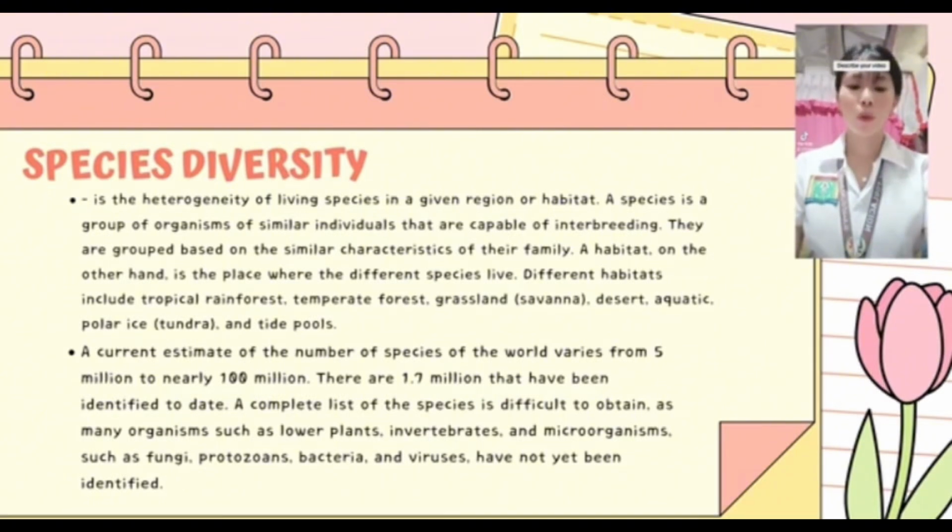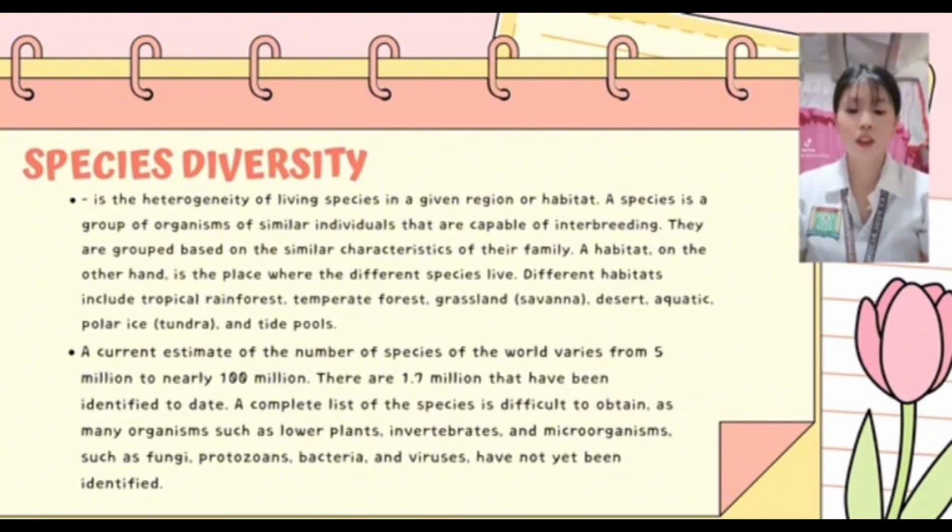Different habitats include tropical rainforest, temperate forest, grassland or savanna, desert, aquatic, polar ice or tundra, and tide pools. A current estimate of the number of species of the world varies from 5 million to nearly 100 million. There are 1.7 million that have been identified to date. A complete list of species is difficult to obtain, as many organisms such as lower plants, invertebrates, and microorganisms such as fungi, protozoans, bacteria, and viruses have not yet been identified.